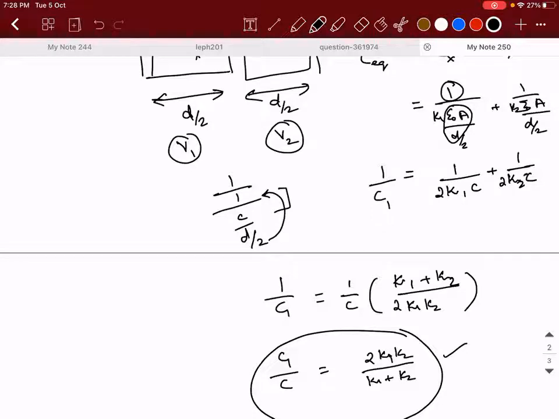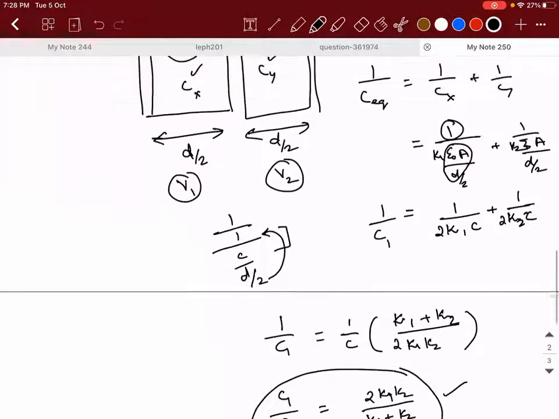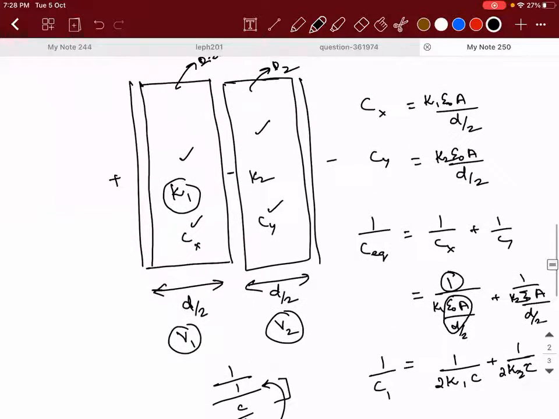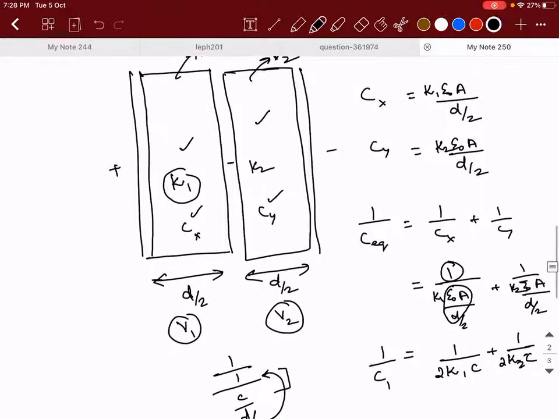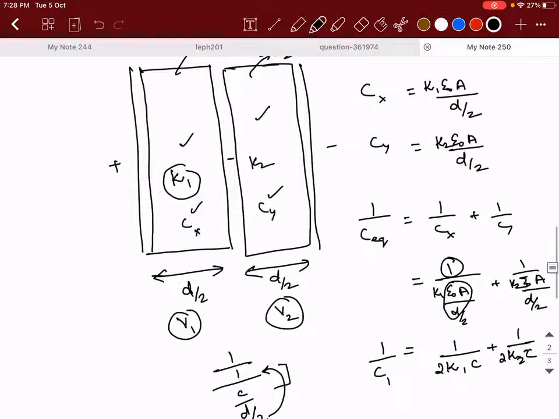Sir, the formula that I used, we shouldn't use that, or indirectly we are doing the same? You should not use that because you took them to be in parallel. You added them blindly, just like that. No, you should not add them because they are not in parallel.